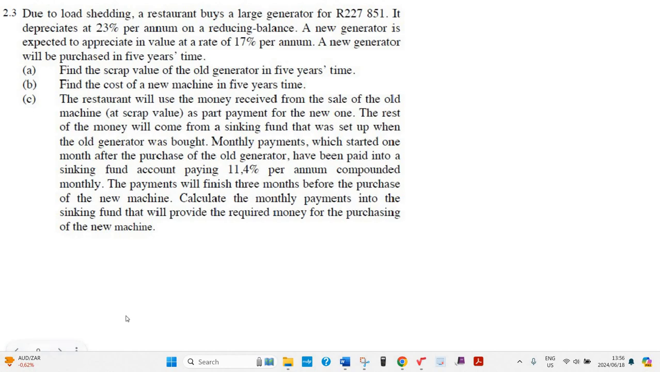Okay, let's try a question now. It says a restaurant's gonna buy a large generator, and it's the exact same thing. It depreciates at 23%. It's expected to appreciate at 17%, and you use the reducing balance thing exactly like the example. So appreciate means it's going to be more expensive. You figure out how much it's going to cost in the future. You figure out how much the scrap value is going to be, and you're going to subtract them.